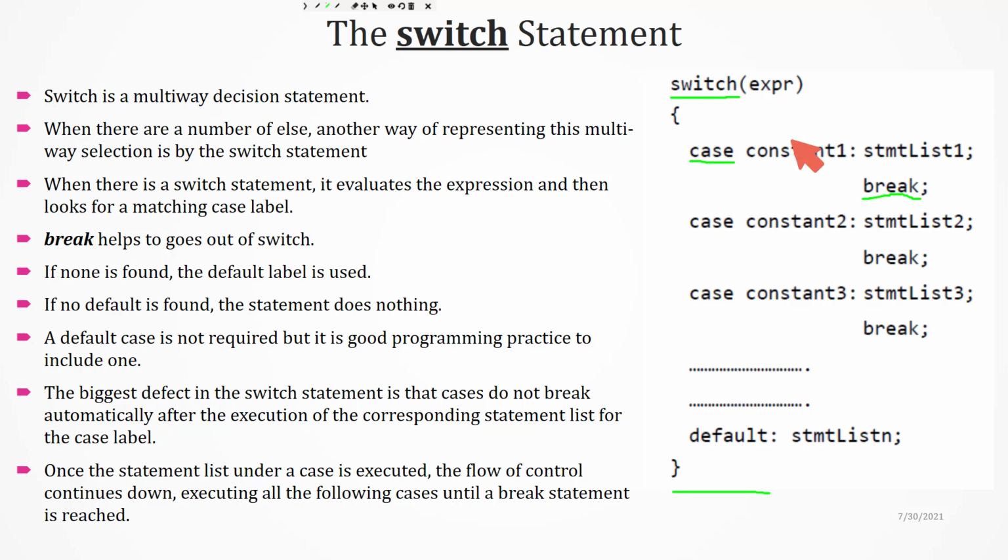Suppose the expression and constant 1 didn't have any match, then it will try to get a match on constant 2. If constant 2 is matched, then statement 2 will be executed. Similarly, if constant 3 is matched, statement list 3 will be executed. In some cases, there will be no match in any of the cases. If no match is found, then the default statement will be executed.